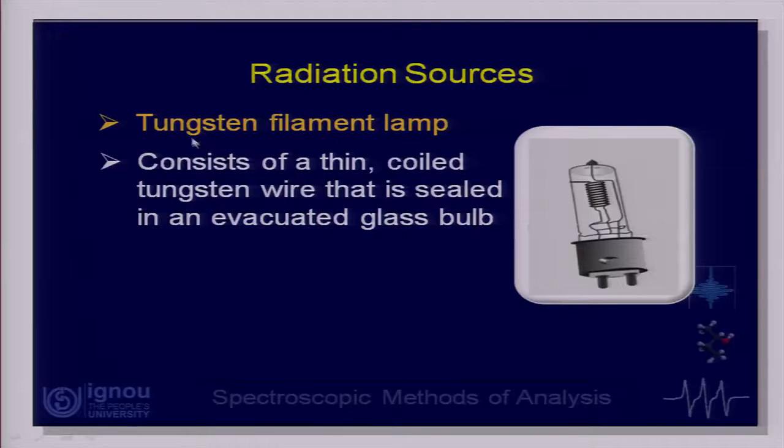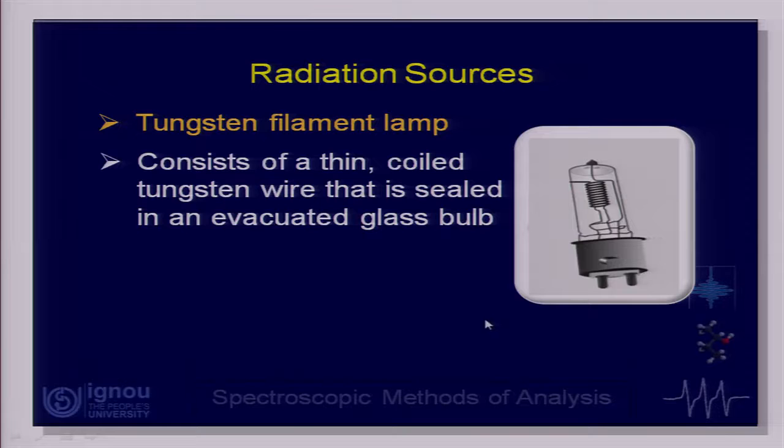When we come to the visible range, we use what is called a tungsten filament lamp. This is a very common lamp. Essentially, it consists of a thin coiled tungsten wire sealed in an evacuated glass tube. That means you have a glass tube which is evacuated, a coiled tungsten wire in it, and then electrical input.